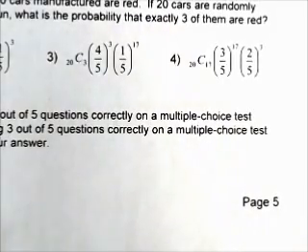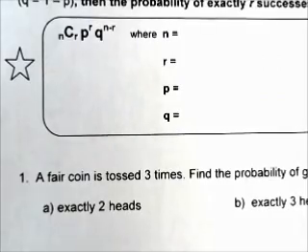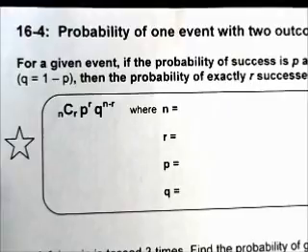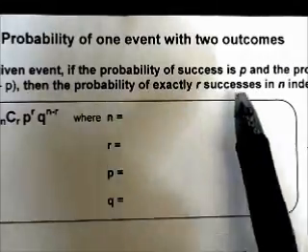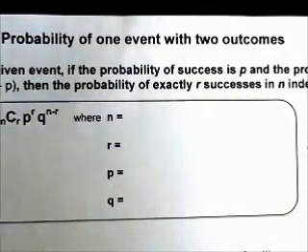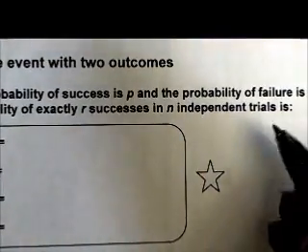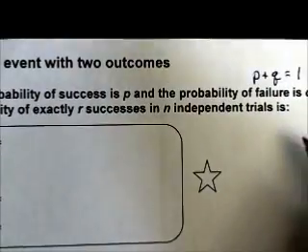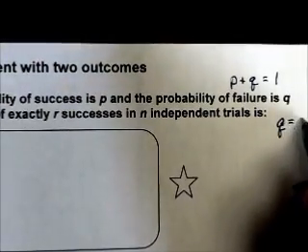Today we're on page 5 of our Chapter 16 notes packet, Section 4, Probability of one event with two outcomes. So you're going to be introduced to a formula here that you're going to have to memorize. For a given event, the probability of success is denoted by lowercase p and the probability of failure is denoted by lowercase q. Now keep in mind that p plus q would equal 1, or in other words, we can state that q would equal 1 minus p.